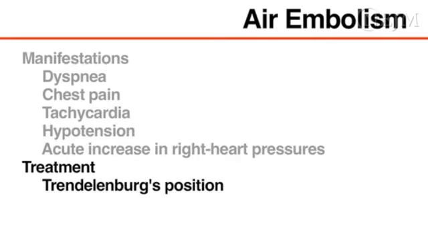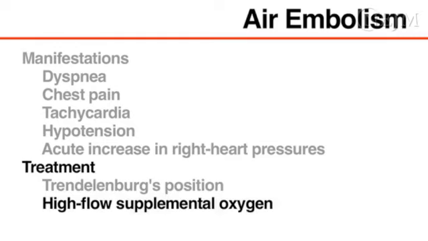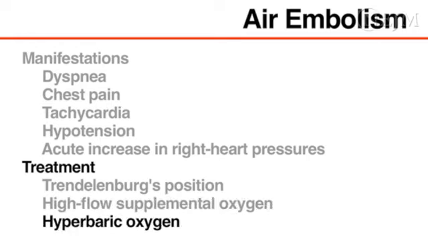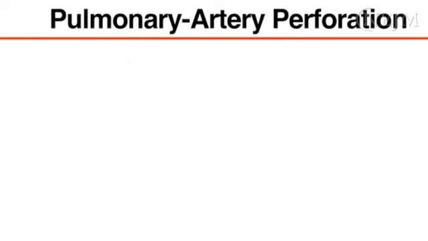The patient should be placed in Trendelenburg's position, which will limit the outflow of air from the right ventricle, and high-flow supplemental oxygen should be administered, as it reduces the nitrogen content of blood and thereby promotes reabsorption of air. In severe cases, hyperbaric oxygen must be provided. Pulmonary artery perforation is very rare.